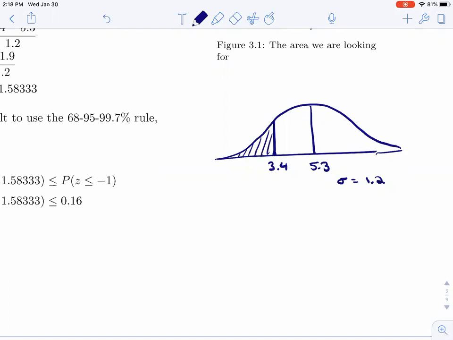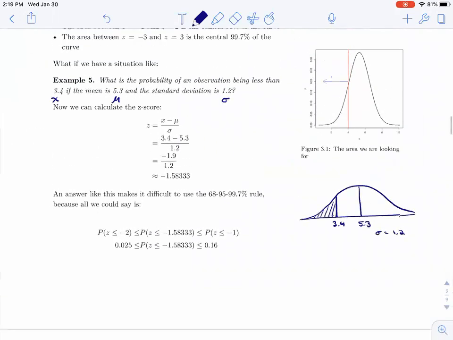In this case, we want to know, what is the probability of an observation being less than 3.4? So the probability of being less than 3.4 is all of this area. Right? So that's the area that you're looking for. I could just as easily ask you, what's the probability of being greater than 3.4? Then you'd have to find this area.